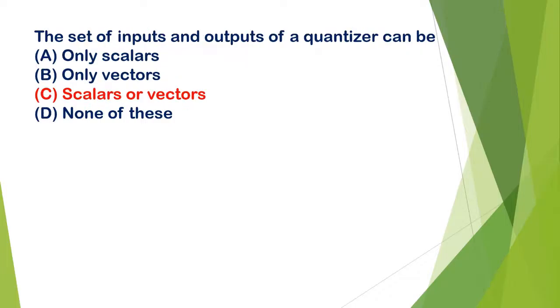Large, smaller. The set of inputs and outputs of a quantizer can be A. Only scalar, B. Only vector, C. Scalar or vector, D. None of these. And the correct option is C.